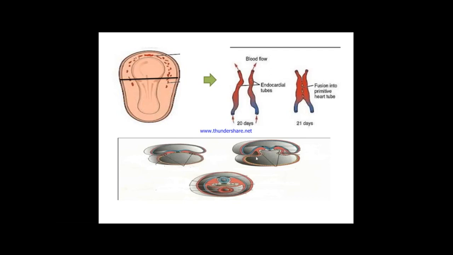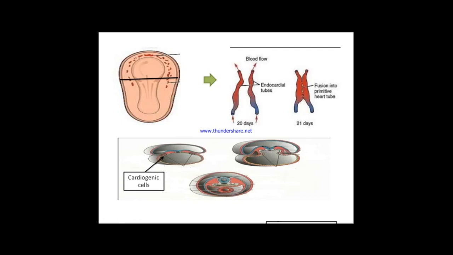Later on they form the heart tubes on either side. This is the one heart tube, here one on the right side and another on the left side. Then there occurs folding of the embryo, lateral folding. Because of lateral folding, these two heart tubes join together to form a single heart tube. Now this single heart tube invaginates into the intraembryonic coelom, which later on forms the pericardial cavity.